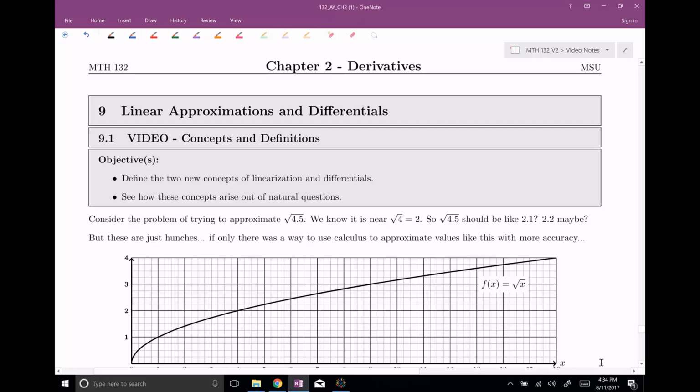Welcome everyone to section number 9. This is the final section in chapter 2. We're going to be talking about linear approximations and differentials.